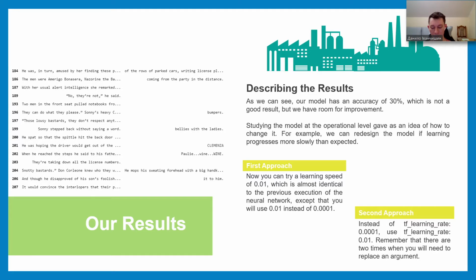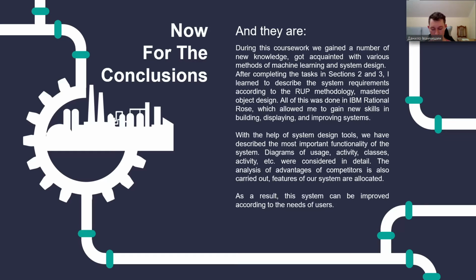Next, here is a part of the sample input and output. Studying the model at the operational level gave us an idea of how to change it and how to improve it. For example, we can redesign the model if learning progresses more slowly than expected.